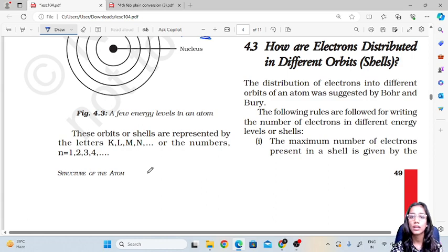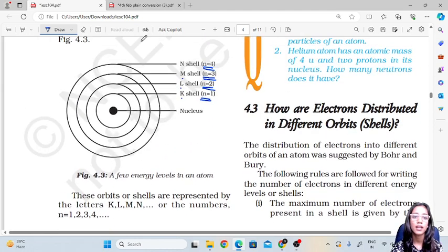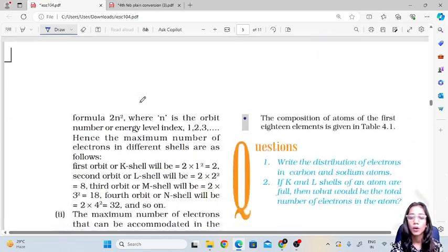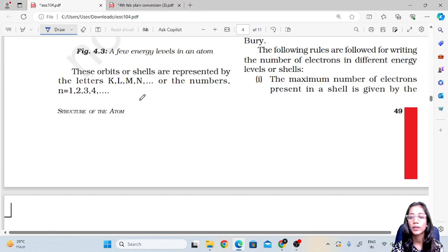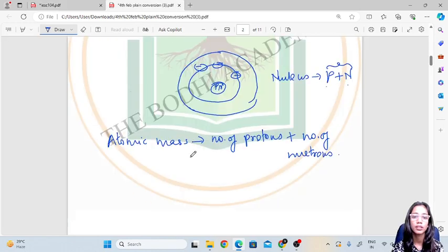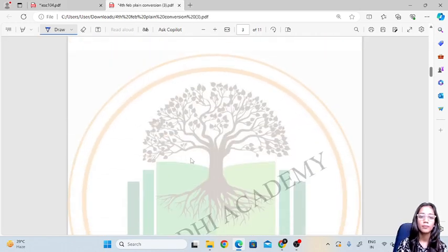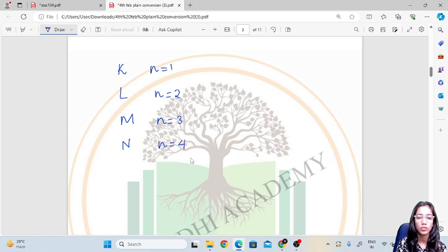Now we are going to study the different energy levels and how the electrons are filled in these energy levels. There are some rules which we need to follow while filling up the shells. We know that there are K, L, M, N shells. For K, n equals 1, for L, n equals 2, for M, n equals 3, and for N, n equals 4.